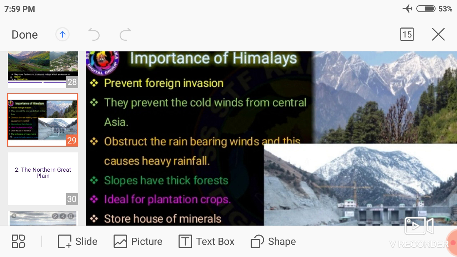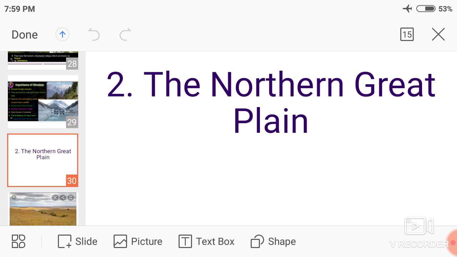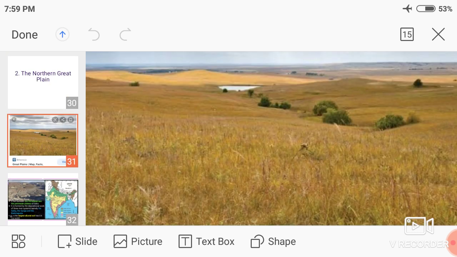The Northern Mountains, the Himalayas, consist of three parallel ranges: the Greater Himalayas, the Lesser Himalayas, and the Shivalik Hills. The next point we discuss is the Northern Great Plain. Let's start.